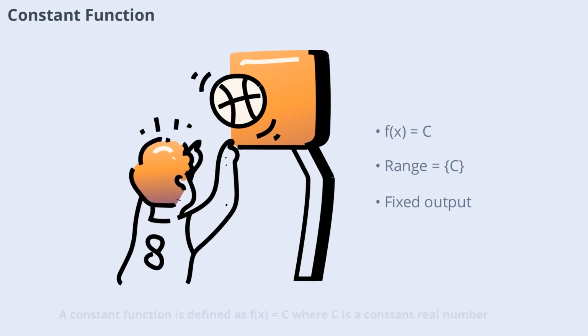A constant function is defined as f(x) equals c, where c is a constant real number. No matter what value x takes, the output is always c. The domain is R and the range is just the single value c. This function is useful for representing fixed values.